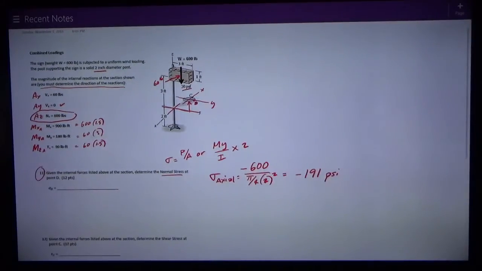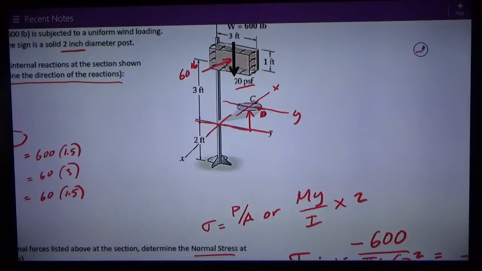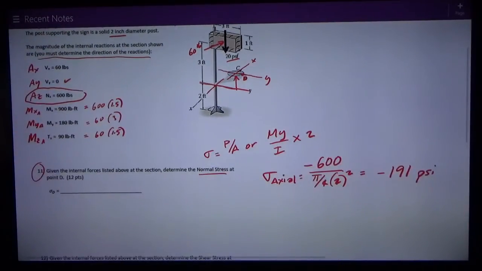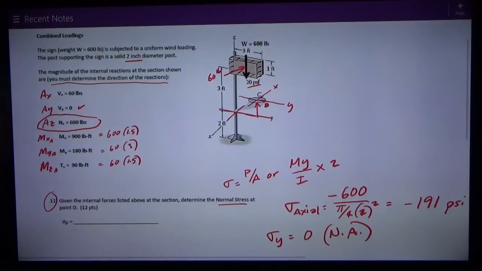Now we have bending about both axes, but if I look at point D, it lies on the y-axis. Therefore, the bending due to the y moment is 0. So I get sigma y is equal to 0 because it lies on the neutral axis. It does not lie on the neutral axis for Mx, and I need to look at the direction of Mx.